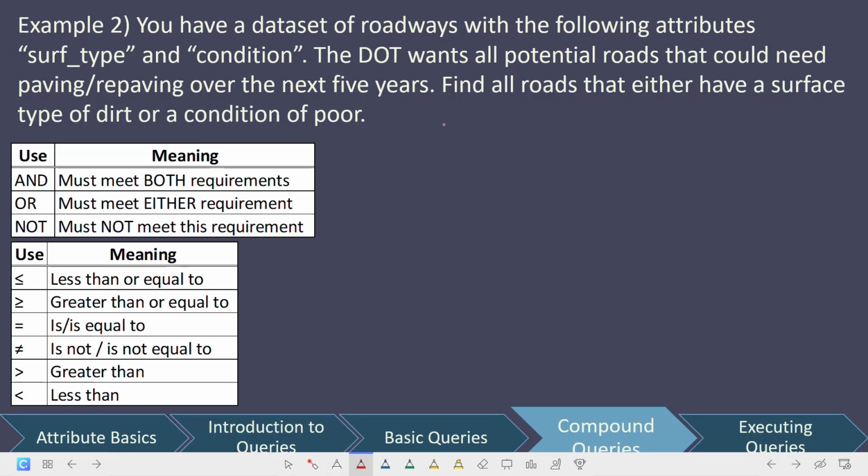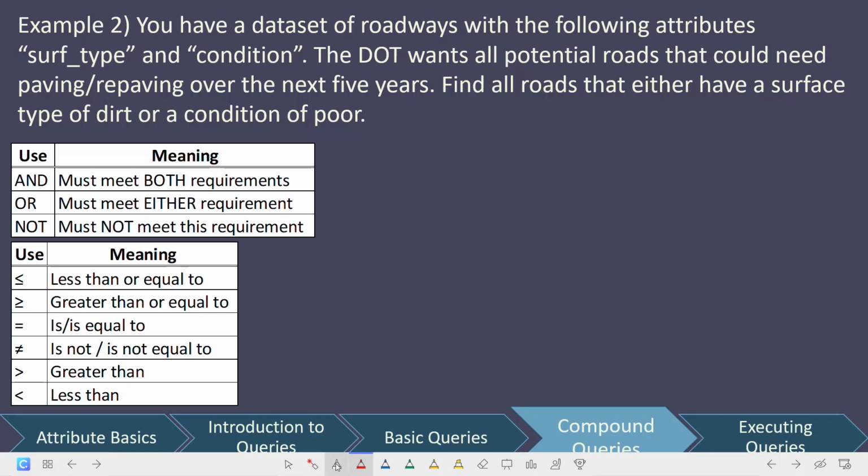And the idea is that we want to find roads that need to have paving or repaving in the next 5 years. So one situation where that could occur would be if the condition is poor, meaning the road is not maintained. Another would be if the type of road is dirt, because we would want to convert that to paving. So we want to find all of the roads that meet those two conditions.